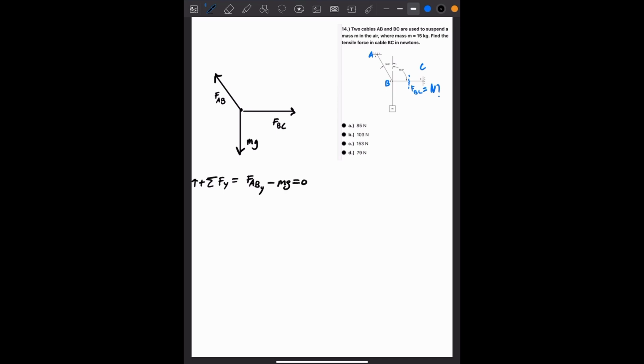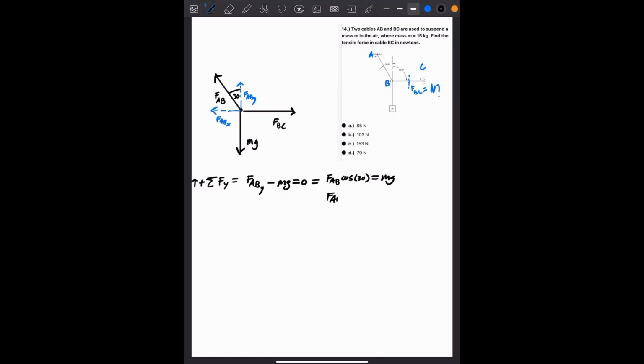So what do I mean by FABy? Well, there's the component of FAB acting this way, FABy, and then a component acting this way, FABx. So how does that actually break down? Well, we know that this is 30 degrees here. So the component FABy is simply FAB cosine theta. So we can also say that this is equal to FAB cosine 30, and this is equal to mg.